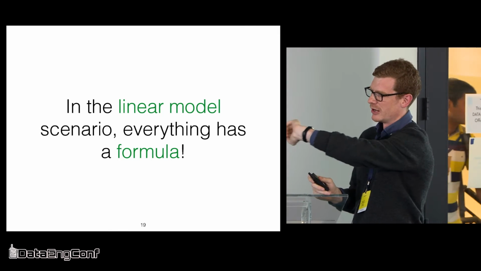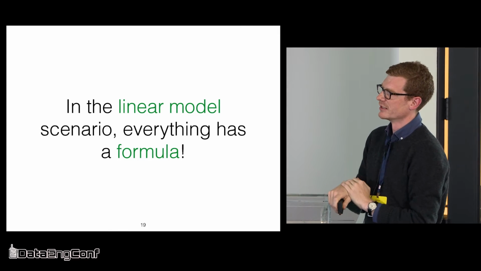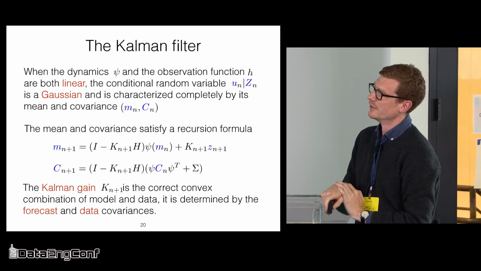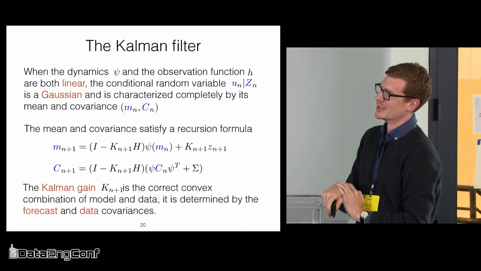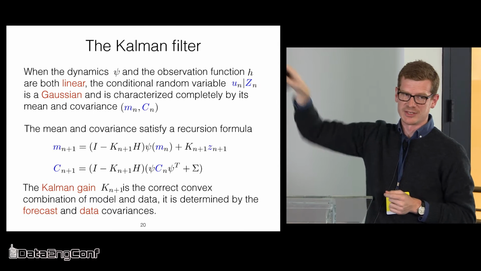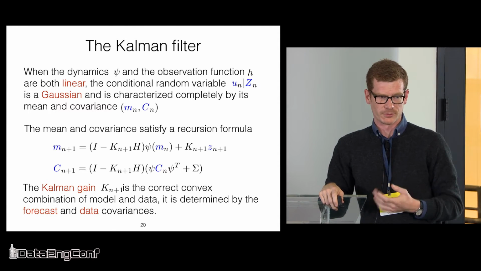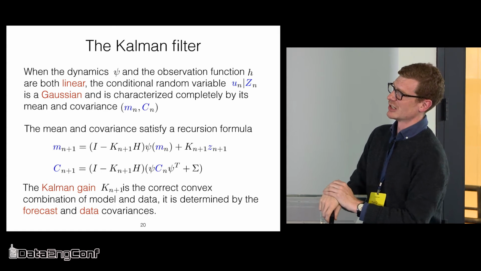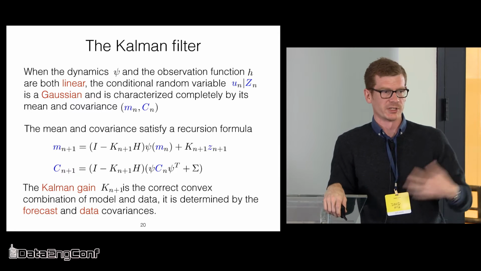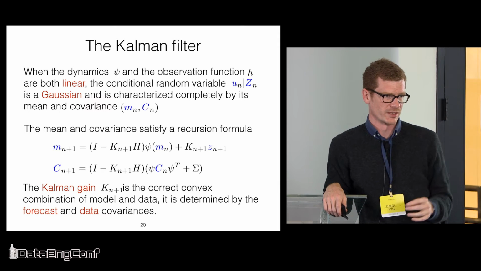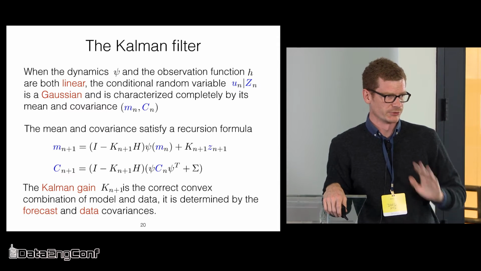In the linear model scenario, everything has a formula, which makes this problem very nice. What do I mean by that? You have something called the Kalman filter in the linear model scenario. When I say linear model, I assume that the map psi, that deterministic map, is just a matrix. So the evolution is linear for the model. The observation function, h, I'm assuming that's linear as well, so that's also just a matrix. You can think of it as a low-dimensional projection, if you like. You just project onto some of your data points, or you mix up some of your data points, but it's still just a linear map.